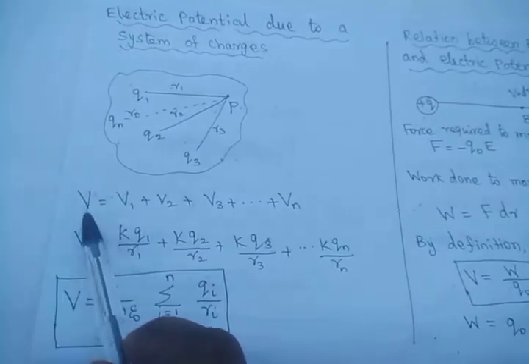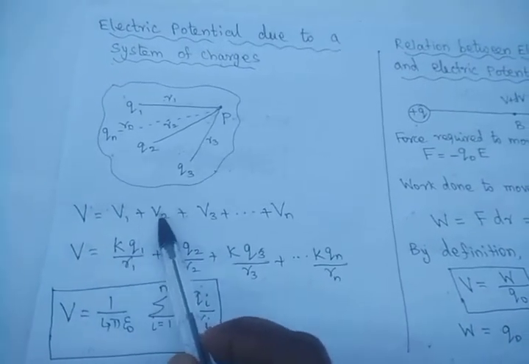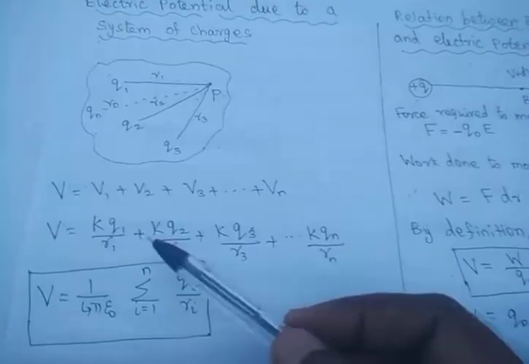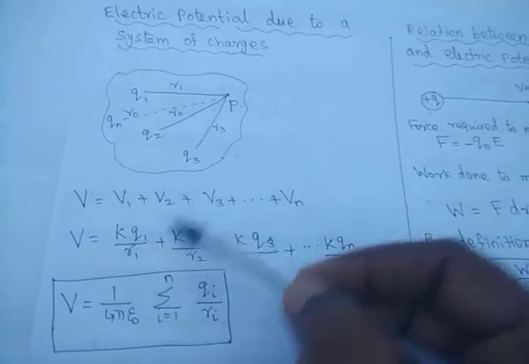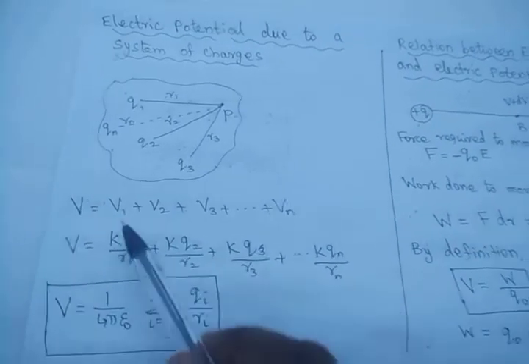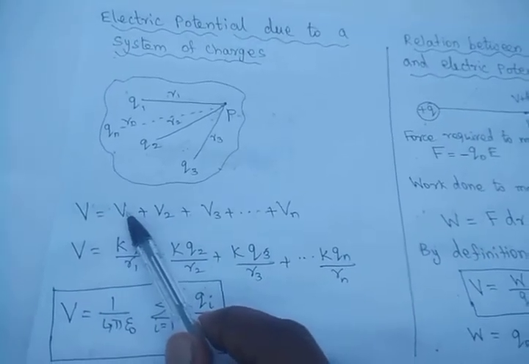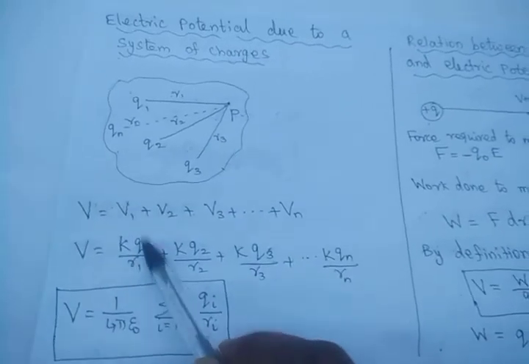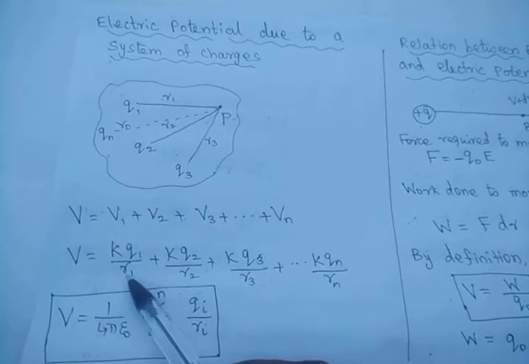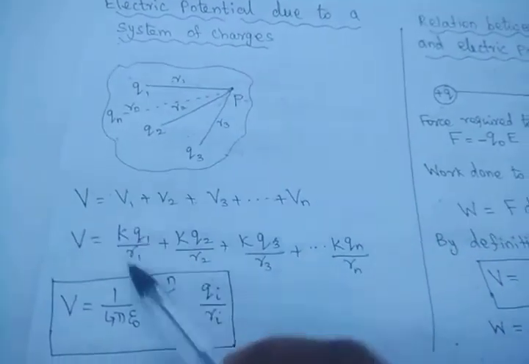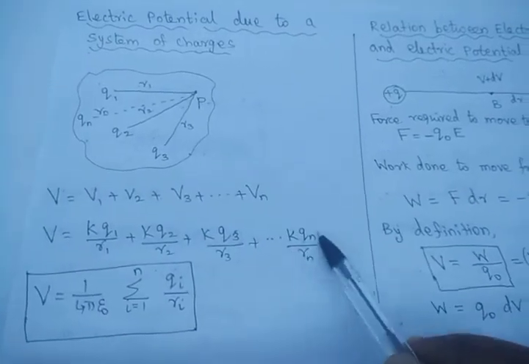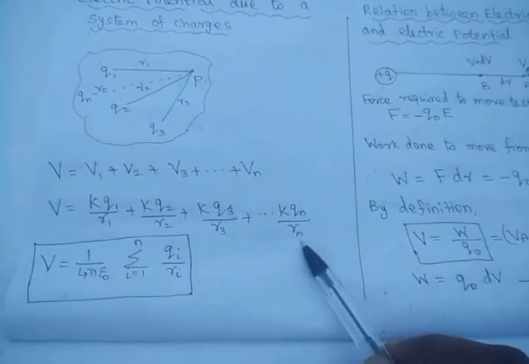That is what we have written here. V is equal to V1 plus V2 plus V3 plus etc. up to Vn. By substituting this V1, V2, V3, we get the full equation. That is a complete equation. So what is the potential formula? KQ by R. So Q means the first charge Q1. What is the distance between the first charge and the point P? That is R1. KQ1 by R1 plus KQ2 by R2 plus KQ3 by R3 up to the nth charge.